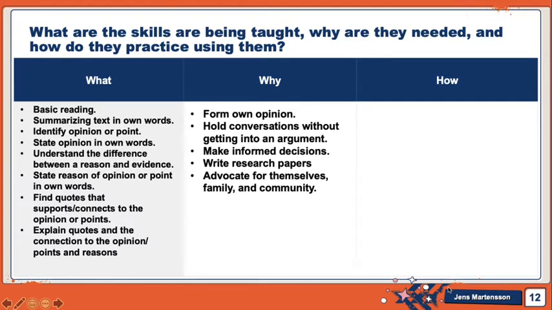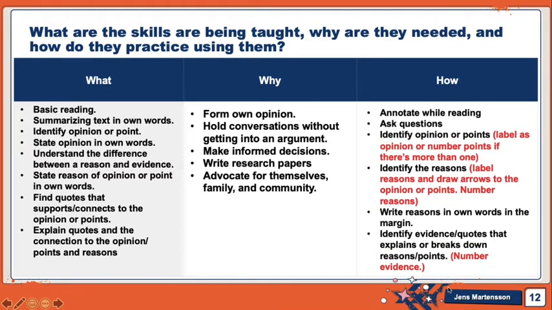Students need to be able to make informed decisions. They need to be able to write research papers, especially if their next step is going into college after high school. And they need to be able to advocate for themselves, their family, and their community. And this is a good skill to basically be able to hone in on if that is the area you want to go into, even if it's not the area you want to go into as a parent. Just being able to develop your opinion and your reasons and making sure that you have the evidence and the facts to back up.